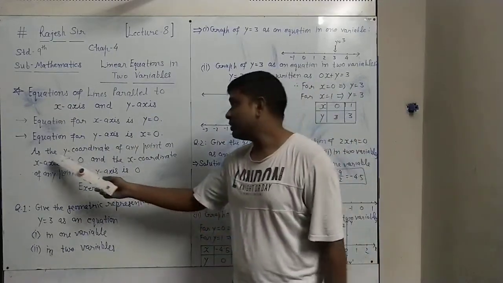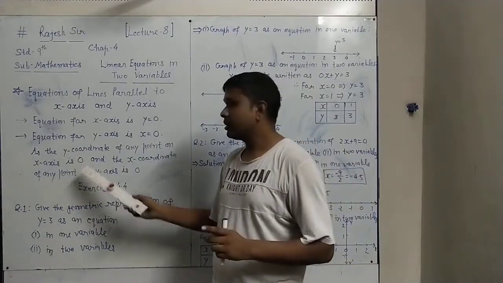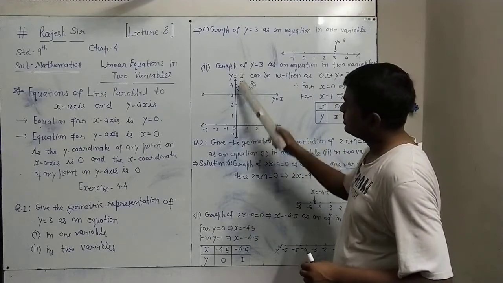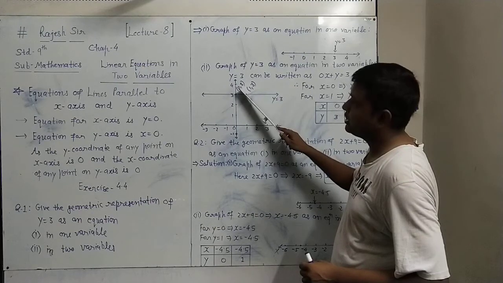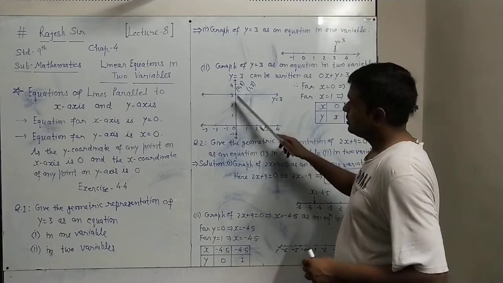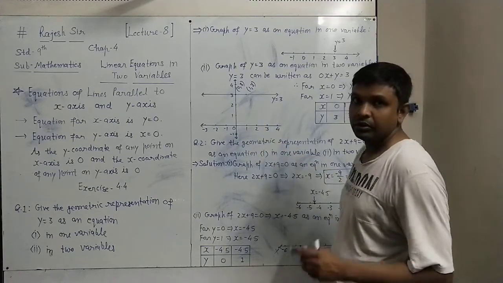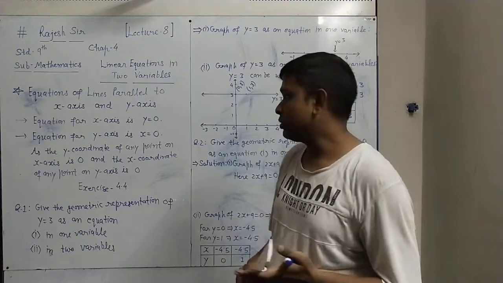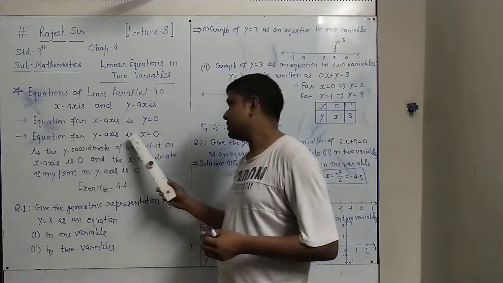See, the y coordinate of any point on the x-axis is 0. If you see on the y-axis, a point is like (0, 3). Always the x coordinate will be 0 on the y-axis. If you consider these points here also, (0, 2), (0, 1). So for the y-axis, any point you take, its x coordinate will be 0. Therefore, for the y-axis, the equation is x equal to 0.